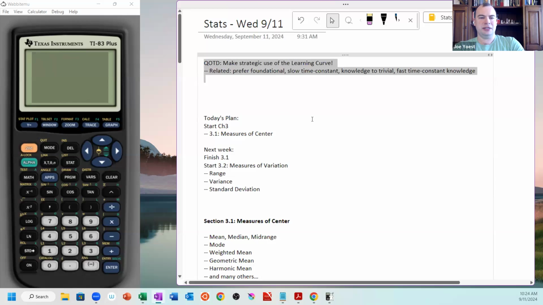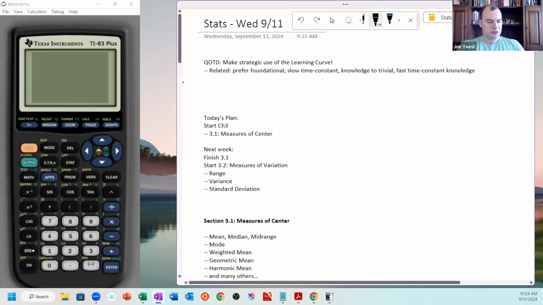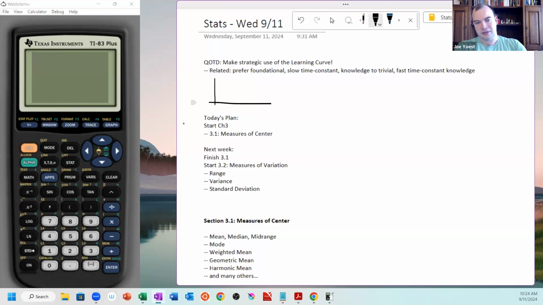The quote of the day today is more of a couple of related ideas than a direct quote, but just the idea of making strategic use of the learning curve. I think most of us have heard of something related to this idea, this learning curve idea, and this can be interpreted a couple different ways.